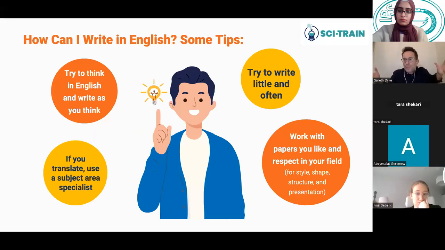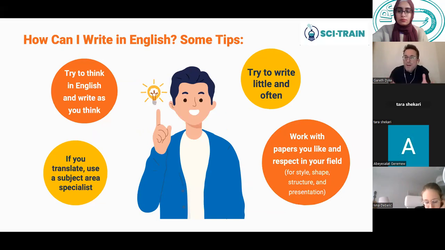So how can you write more effectively in English? Try to think in English and write as you think. Try to write a little bit every day and work with papers already published successfully in your field that you respect, that you like, that you would like to publish similar kinds of papers in your own research work. This is one of the best pieces of advice I was given as a PhD student.